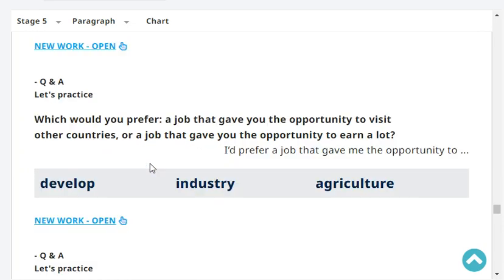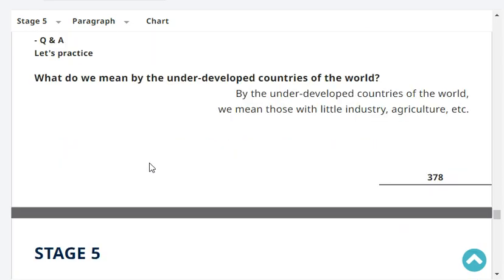Which would you prefer? A job that gave you the opportunity to visit other countries or a job that gave you the opportunity to earn a lot? I'd prefer a job that gave me the opportunity to earn a lot. Very good.